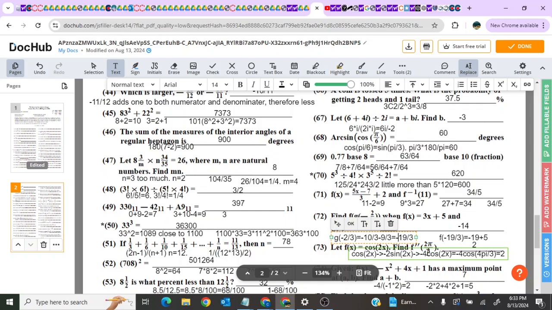And then take the second derivative, same process. Derivative of sine is cosine. Multiply that by 2, you get negative 4 cosine of 2x. Plug it in, cosine of 4 pi over 3 is negative 1/2, and you get 2.